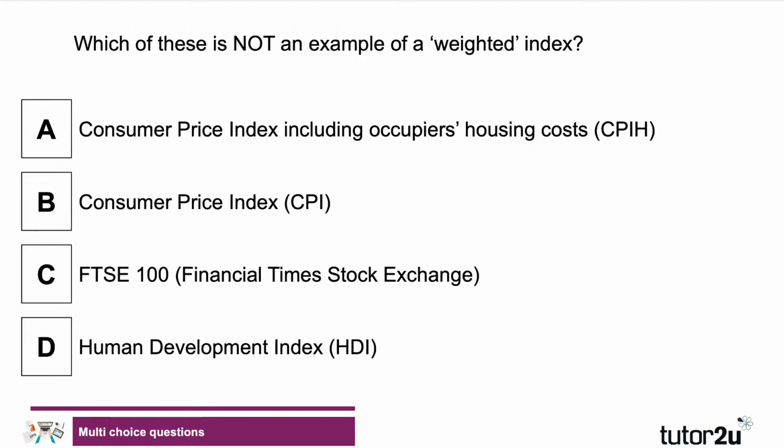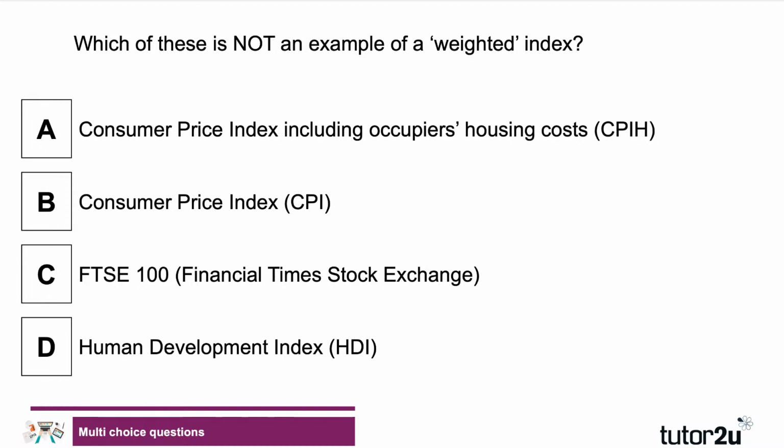Let's move on to question 3. Which of these is not an example of a weighted index? Which of these is not an example of a weighted index? What do we think for this question?